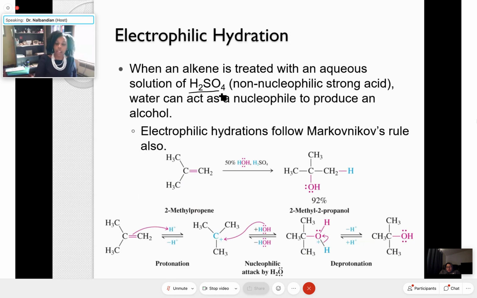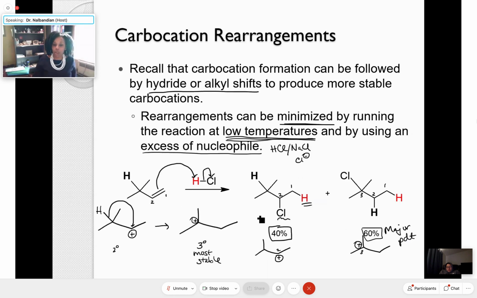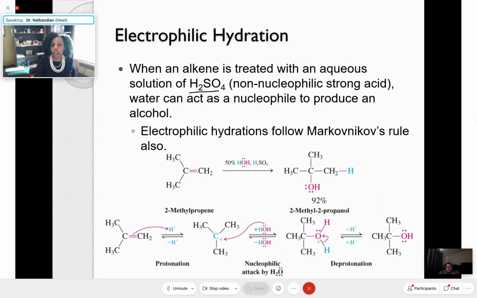If you don't, why do you want to avoid rearrangements? Well, what if you just want this product and you don't want this one? If you want this product that's in 40% yield, you can add in an excess of nucleophile to increase the yield of that product, where the secondary carbocation reacts rather than rearranging to form the tertiary. So it just depends on what you want.